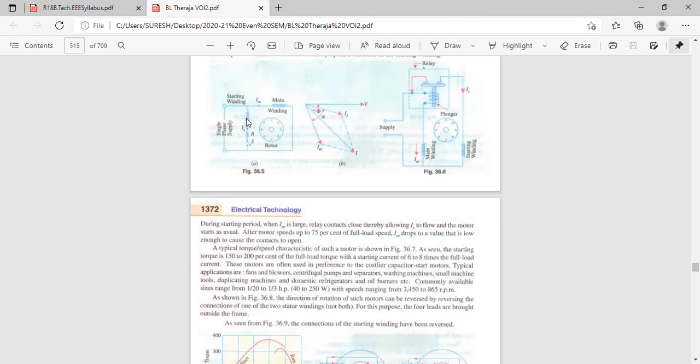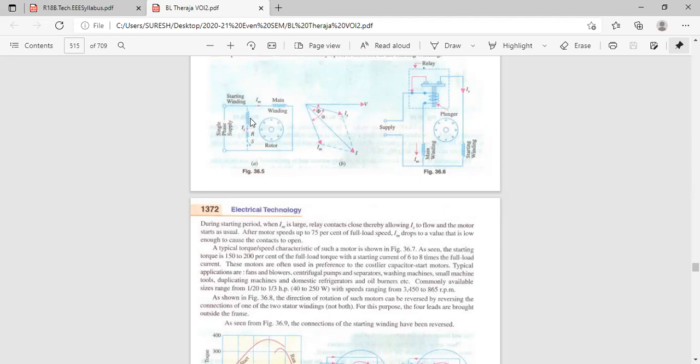Then why is this starting winding used? Extra, we are using one winding, called the starting winding. What is the purpose of this starting winding? To start the rotor. Initially the rotor is stationary, it is not rotating. We have only one main winding. The starting winding is used for starting the rotor. Please remember, this is used only during starting. Once the motor comes to 70% of the rated speed, what will happen to this winding?